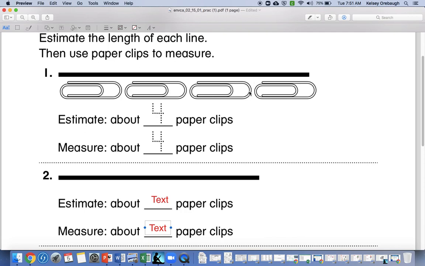In fact, if I drag my mouse up to the line above and see which paper clip ends at that same spot, I can see that this black line is shorter than this black line from number 1, and that this black line is about 3 paper clips long instead of 4. Once again, watch my mouse. As I drag the mouse up, I can see that this line is about 3 paper clips long. And so I'm going to say that my estimate and my measurement are going to be the same number, 3 paper clips, because I can visually see that in front of me.